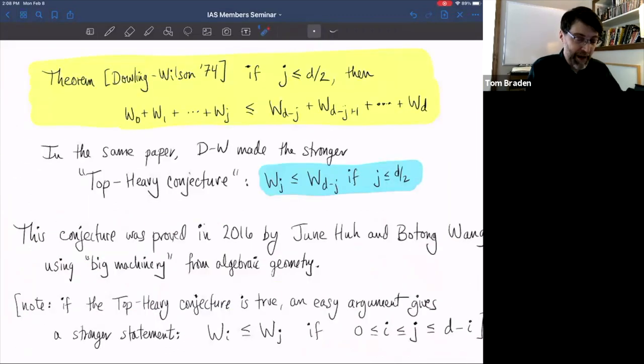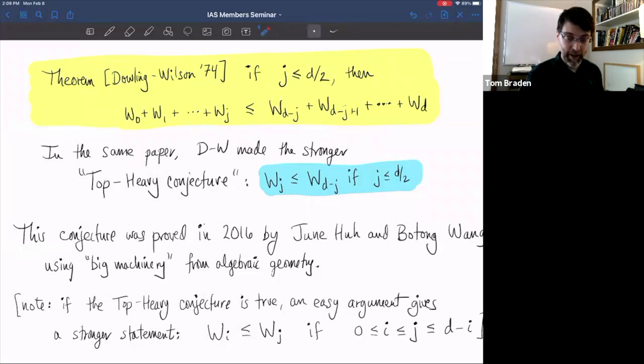A theorem from 1974, proved by Dowling and Wilson, says that there's more stuff on the bottom of this partially ordered set than on the top. More precisely, if you are less than the middle dimension, then the number of flats of dimension less than or equal to that is less than or equal to the number of flats of the same number of dimensions, but going from the top down to the middle. And they made the stronger conjecture that in fact the number of J dimensional subspaces is less than or equal to the number of D minus J dimensional subspaces. So that would certainly imply the theorem that they proved, but it's definitely stronger and they didn't know how to prove it at the time.